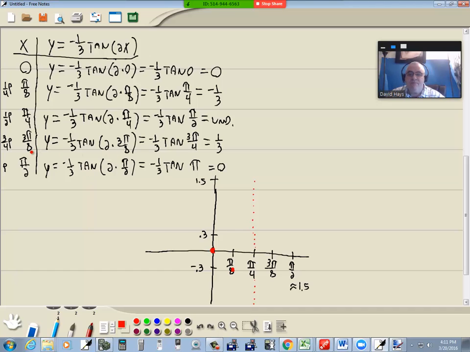And then 3 pi over 8 and 1/3. Be about right there. Pi over 2 and 0 would be about right there. Now I could use that to kind of guesstimate where the next one will be, seeing the pattern. So then this will be right about right here. And then our next one, about that same distance over, will be another asymptote.